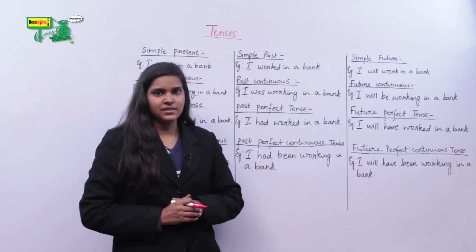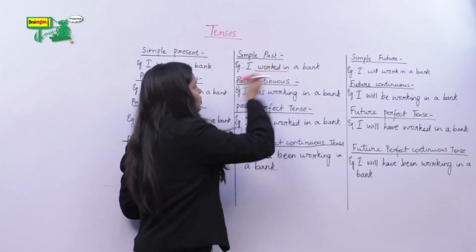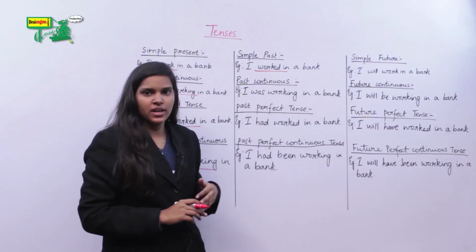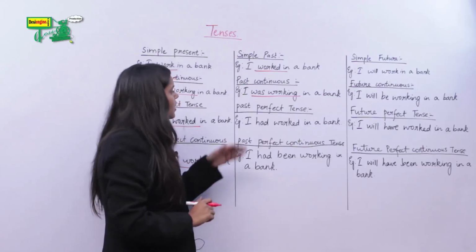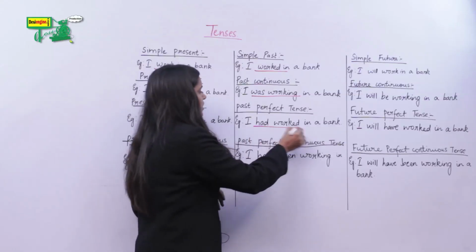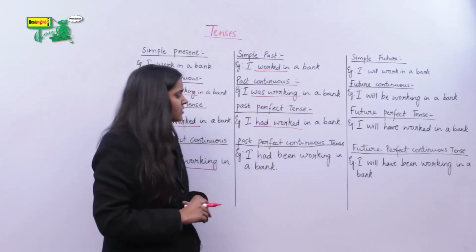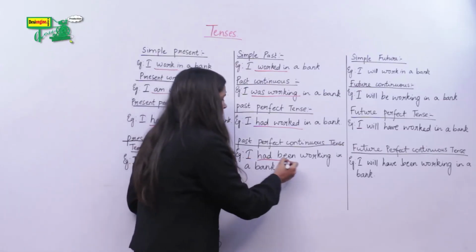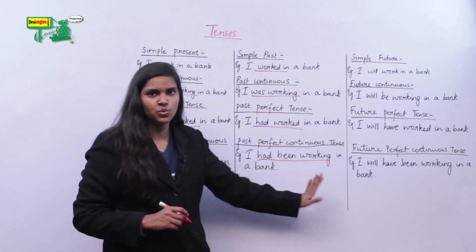Let's come to past tense, simple past. I worked in a bank. The verb work becomes worked in simple past. Past continuous, I was working in a bank. Was working is a past continuous tense verb. Past perfect tense, I had worked in a bank. Had worked is a verb. Past perfect continuous tense, I had been working in a bank. Had been working is our past perfect continuous tense verb.